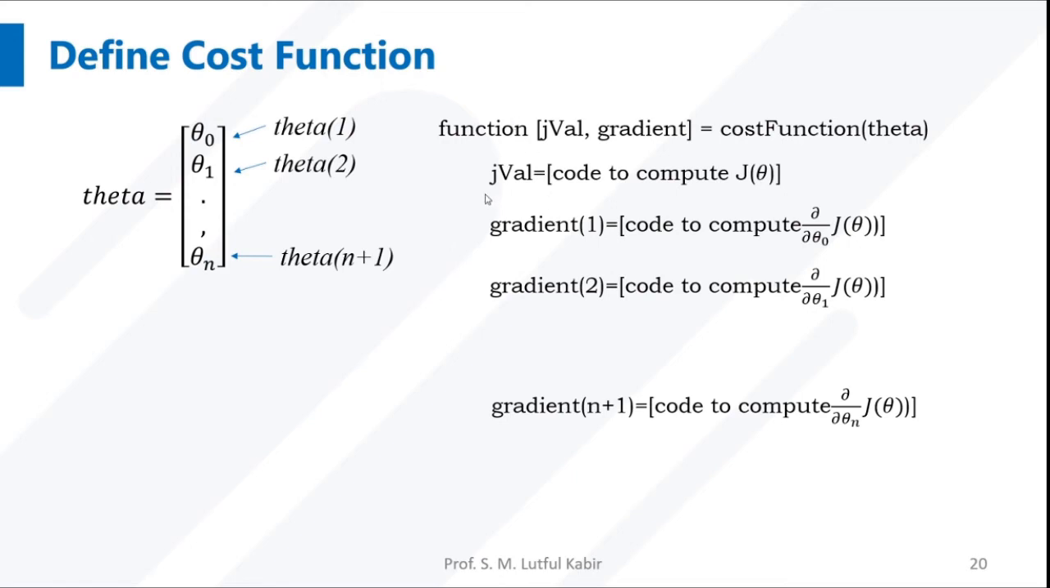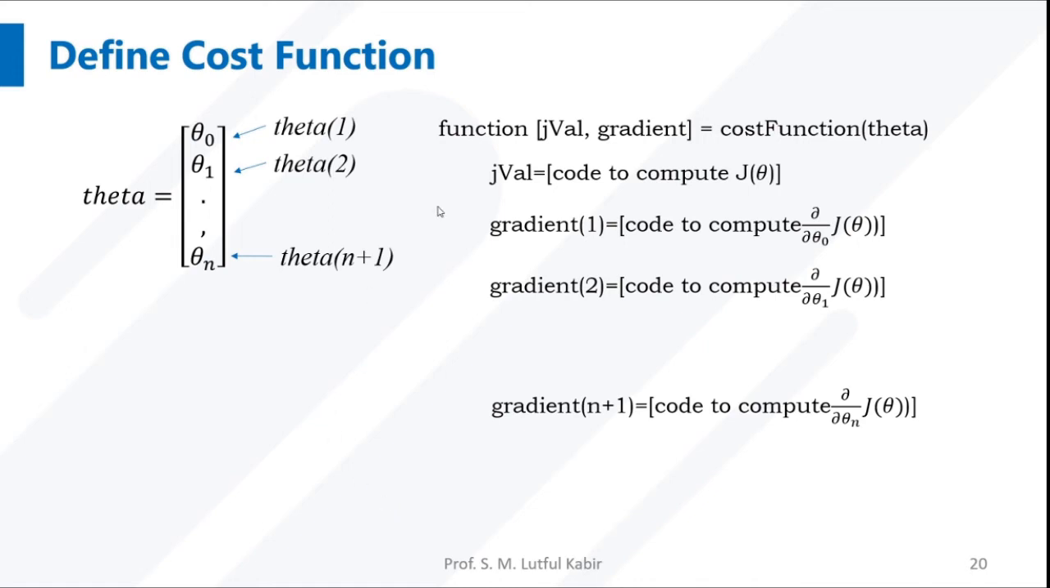And in the function you have to write the code for computing J(theta), and also the code for the gradient, computing the gradient with respect to theta 0, with respect to theta 1, up to with respect to theta n. So this is the code you have to write in your function, and in the command prompt, as I defined earlier, you first have to put the data structure for options, then the initialization of theta, and the call to the optimization function.